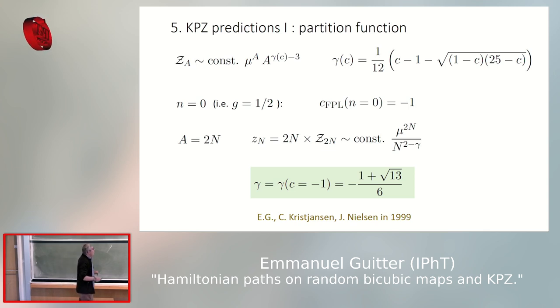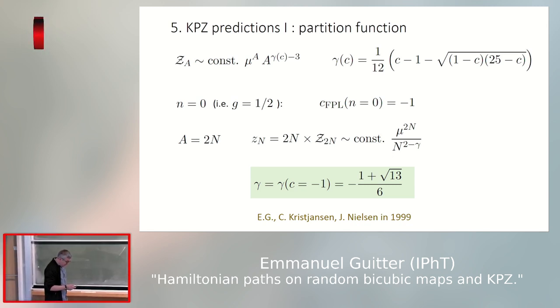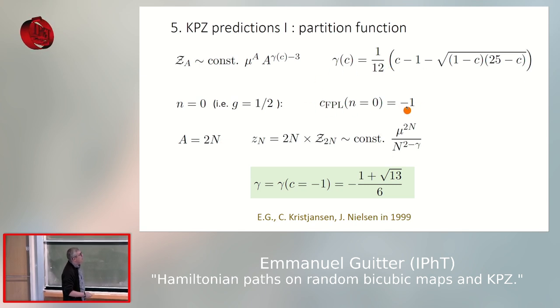Okay, so now I can use the KPZ prediction. In particular, the first KPZ formula tells me that the partition function for the normal model, so it's my simple little problem, should grow like mu to the a times a to the gamma minus 3, where gamma is given by this. And for n equals 0, it corresponds to gamma equal to c equals minus 1. And a, the area, in my case, is simply 2n, the number of points, and the small Zn is not a partition function, but it's a partition function multiplied by 2n because I cut somewhere. So it's a trivial factor here.